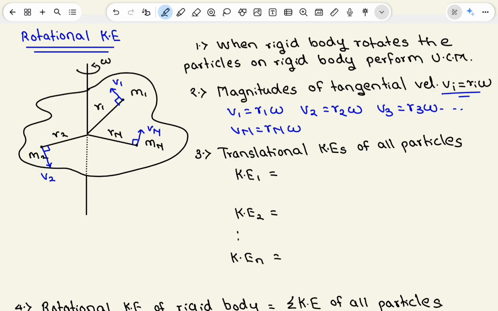But the angular velocity is the same for all the particles. So the angular velocity of the rigid body is nothing but the angular velocity of all the particles, which is nothing but omega. Now, since these particles that are performing circular motion have some tangential velocities, we can calculate their kinetic energies. So for the first particle, the kinetic energy is half m1 v1 square. For the second particle, it is half m2 v2 square. And so on up to, for the nth particle, half mn vn square. So these are the kinetic energies of all the particles on the rigid body, and they are performing circular motion because the rigid body is rotating about the axis.